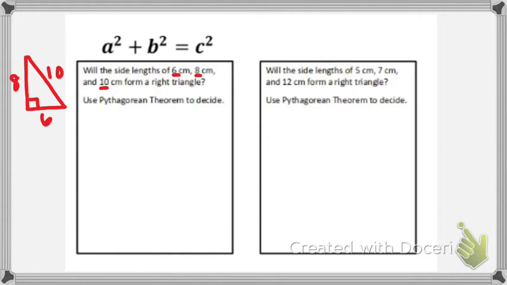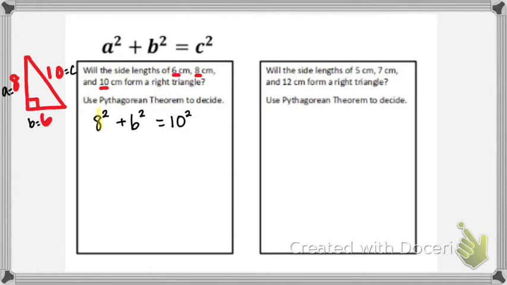First I'm going to get my A squared. Let's call 8 A, B is 6, and C is 10. So A squared is 8 squared, plus B squared, which is 6 squared. You could have done it either way, like 6 squared plus 8 squared. And then C, the hypotenuse, is the one you cannot change. It's always the longest side. So I'm going to put 10 squared there.